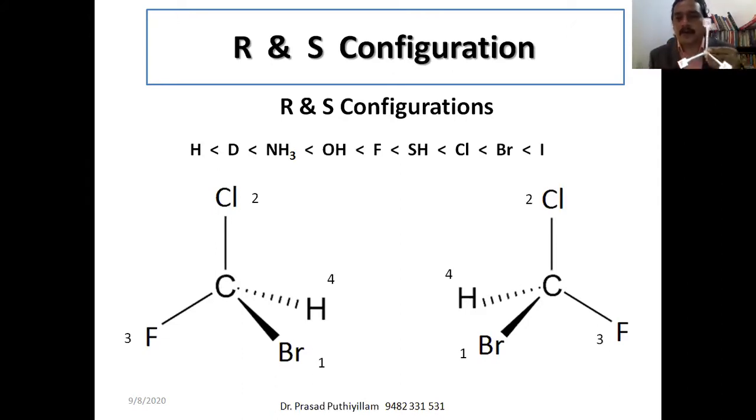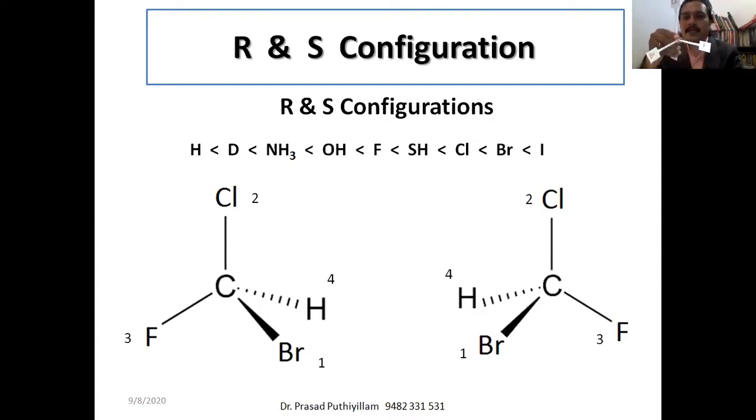Now on your screen, that is chlorine, fluorine. Fluorine is on the right side of your screen. Then bromine. So that is the second molecule. I will consider the other structure first. So this is the first structure. Where is the chlorine? Chlorine is there, fluorine is there, bromine is there.